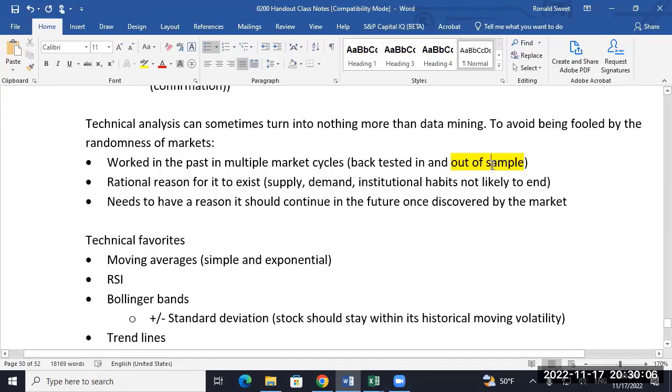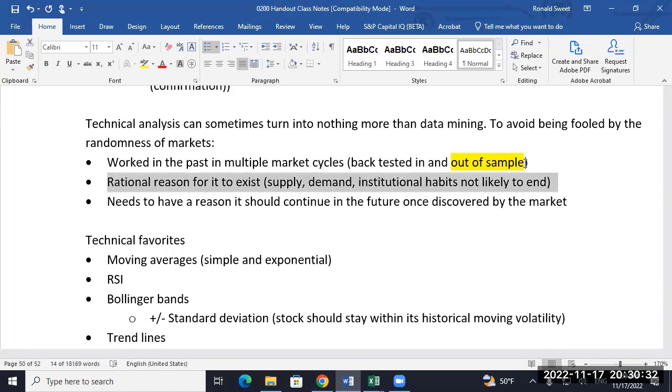The best out of sample is the future. That's what hedge funds do. They build a model, they get it working, and then they put it in an incubator for 3 or 4 years, and they see if it actually works. That's the best out of sample you can get. If it worked really well in the past and then it doesn't work in the future, then maybe it wasn't such a good strategy. So out of sample is really important.